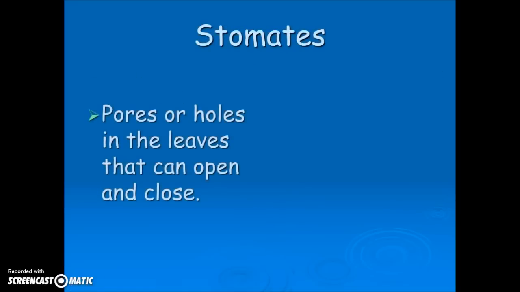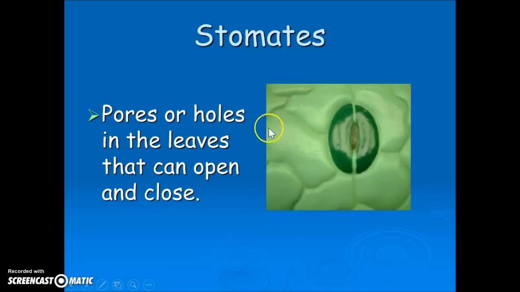Stomates are like little pores or holes in the leaves that can open and close, depending on if it's a sunny day, depending on if the plant is healthy and has lots of water. It all depends on those variables. So what do stomates look like? In this picture, this would be a normal cell, but then you have this odd-looking cell and this odd-looking cell, and then this opening in the middle is the stomate. So the stomate is like a hole in the leaves of plants.